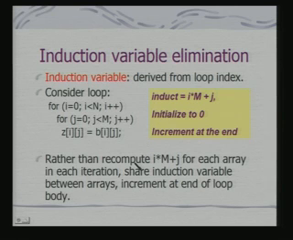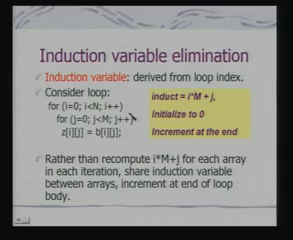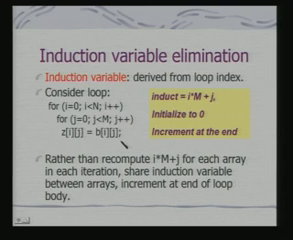So, rather than recompute i into m plus j for each array in each iteration, share the induction variable between arrays and increment at the end of the loop. This induction variable elimination can reduce such timings. In fact, you will find that these kinds of operations are not uncommon, because if you remember the code that you write for, say, matrix multiplication, there you would like to have similar constructs, and matrix multiplication is a very common code for a variety of operations.